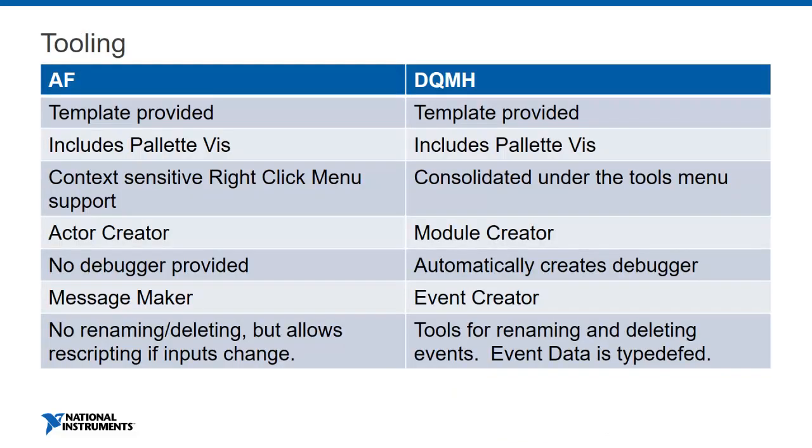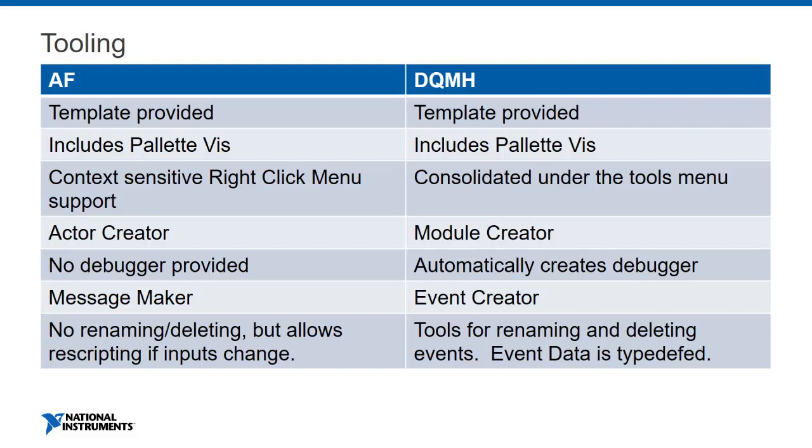So in terms of tooling, the Actor Framework and the DQMH both provide a template. They both include palette VIs. Actually, I don't think I showed you the DQMH palette VIs, but the tooling for the AF is context sensitive, DQMH is consolidated. They both have module creators. DQMH automatically creates a debugger, which is awesome. Actor Framework, not so much, but they have a different way of debugging it, which we'll talk about.